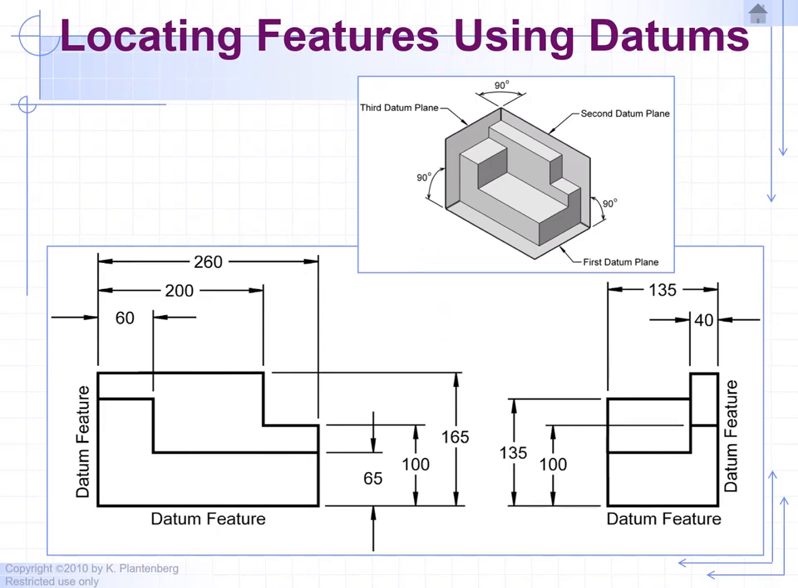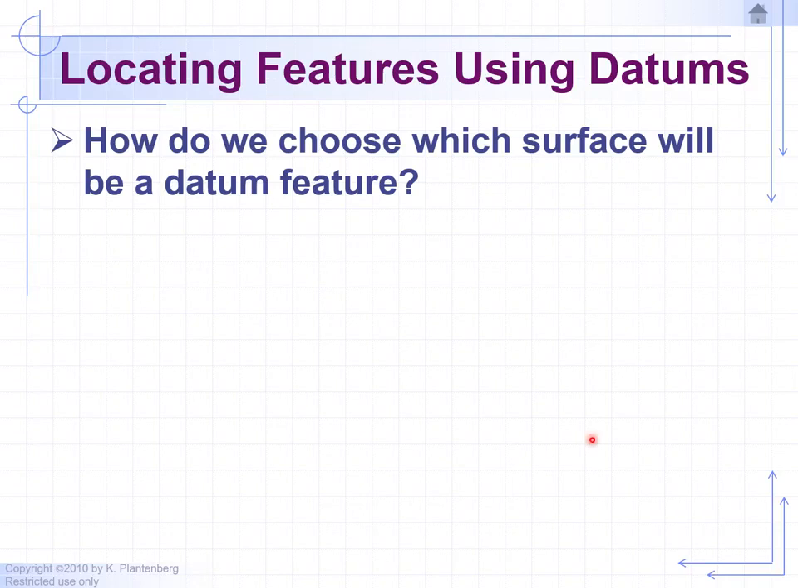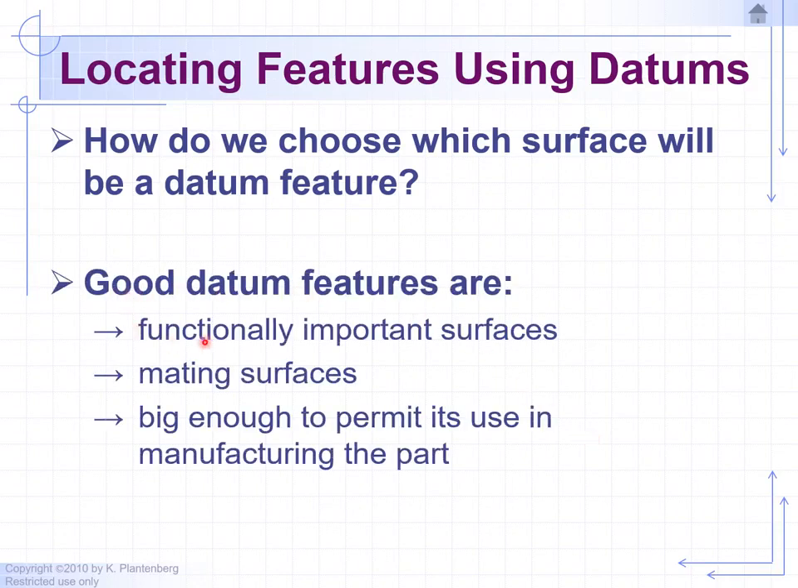Next slide. So how do we choose which surface to use as a datum feature? Well, one is the function of the part. So what's the function of the part? Another one is how does it mate with other parts? So the mating surfaces. And also you want to use a big enough surface to permit its use in manufacturing the part. So a good example is the base, the bottom surface, typically the largest surface of the part, which will be located and clamped onto the table of a 3-axis Fadal or a Haas 3-axis machine. You'll clamp it down and you drill the features into it, like the pockets or holes, for example.